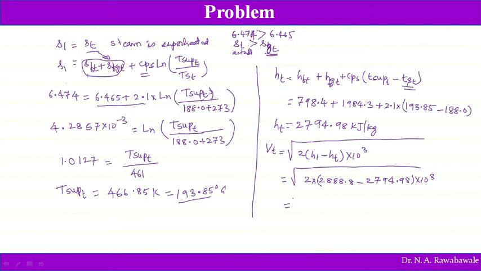So this can be simplified and the velocity at throat can be obtained. Velocity at throat is square root of 2 into 2888.8 minus 2794.98 into 10 to the power of 3. Velocity of steam at throat from state.